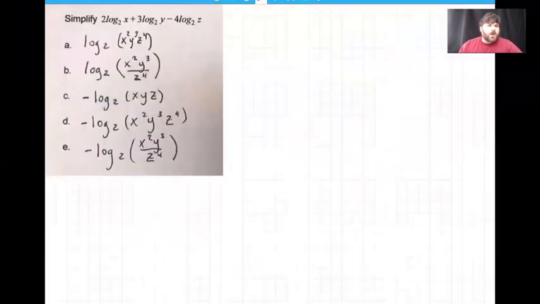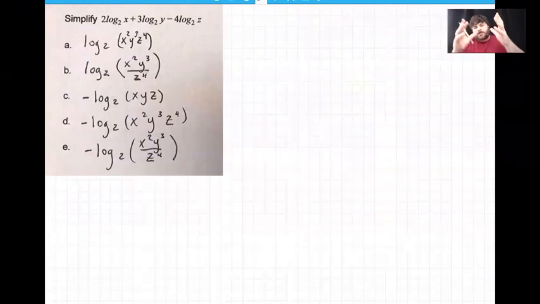All right, simplify 2 log base 2 of x plus 3 log base 2 of y minus 4 log base 2 of z. All right, this is a standard problem. We've got all these logs, 3 different logs. We want to combine them together. We've got numbers in front, which end up being exponents. We got pluses and minuses, so we're going to have a fraction. We're going to have some division, some multiplication.